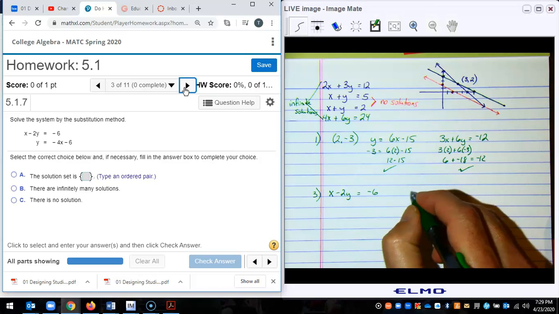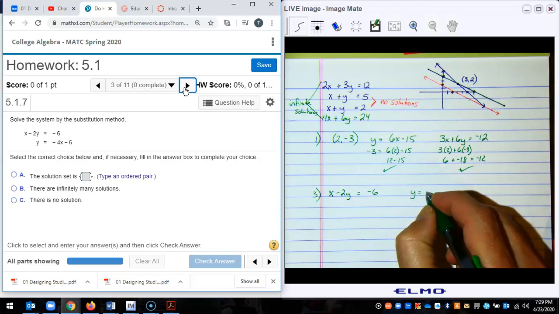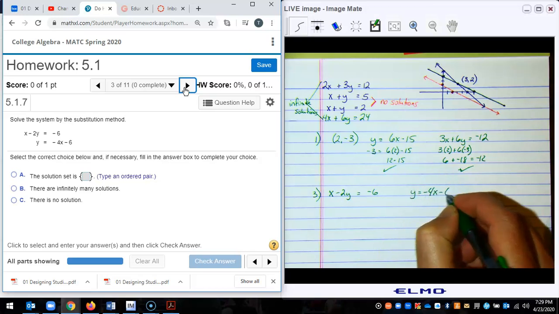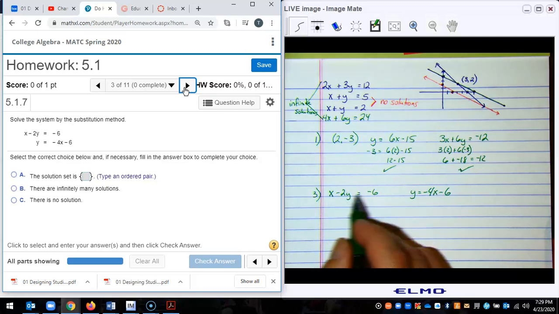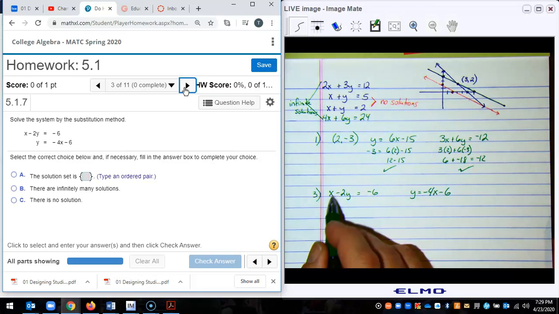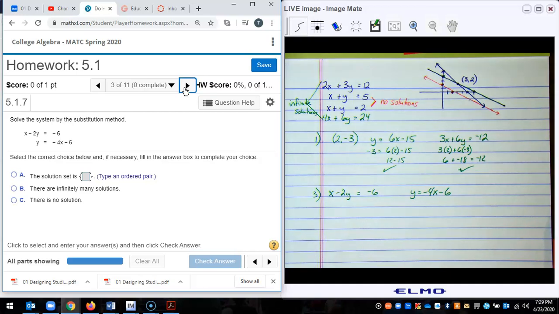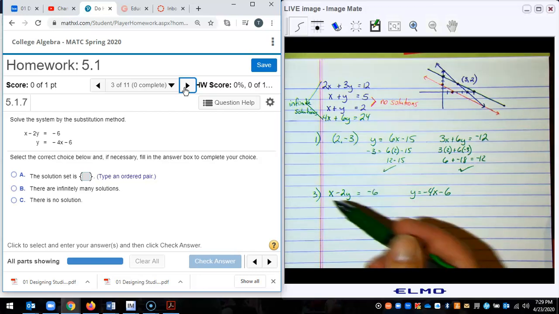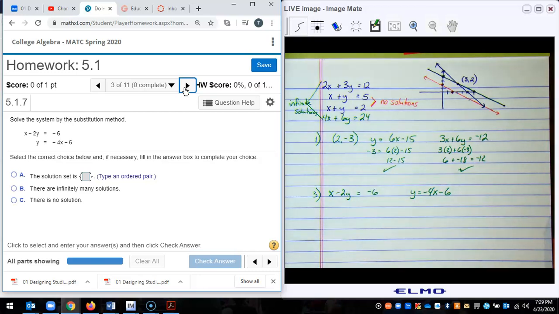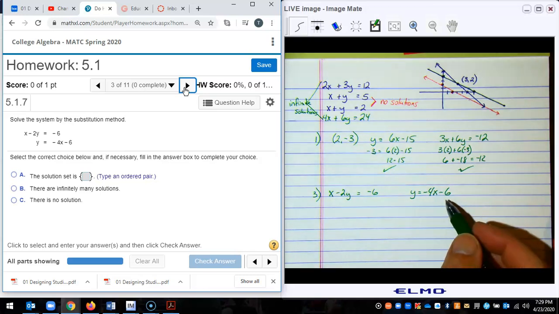All right, so we have x minus 2y is equal to negative 6 as equation number 1. My other equation is y equals negative 4x minus 6. And here's our inherent problem. I have two variables in one equation, so that makes it impossible to solve for one variable and have an integer answer. It will always be in terms of the other variable. So that's why I can't just solve an equation that has two variables. I have to get it down to where it has one variable, and that's where substitution comes into play.